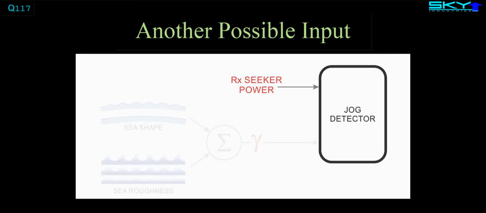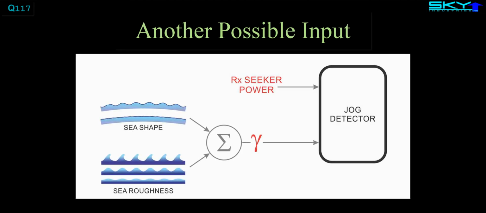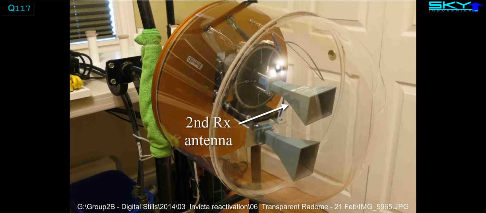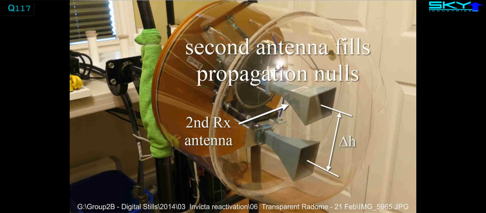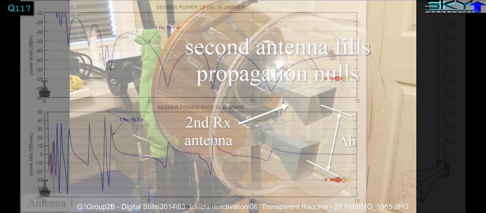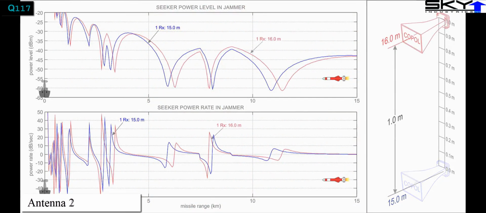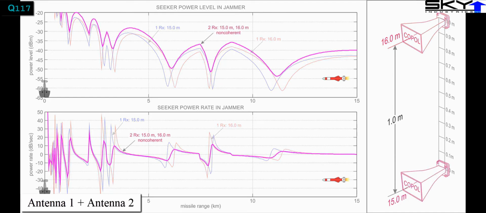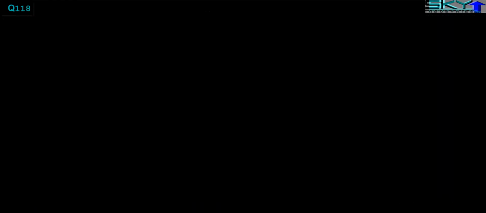And there's another possibility regarding additional inputs. Suppose two receive antennas were used instead of one, with one antenna above the other. If they are sufficiently separated and if the signals are processed non-coherently, then the measure of the power rate, seeker power rate, of the combined signals is expected to reduce even for flat sea conditions.